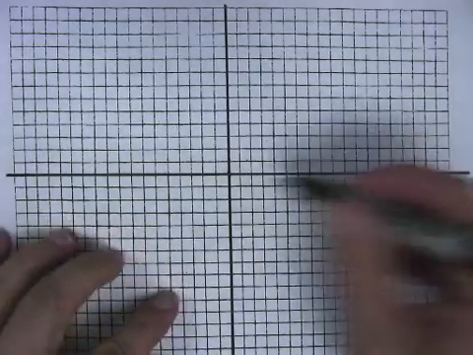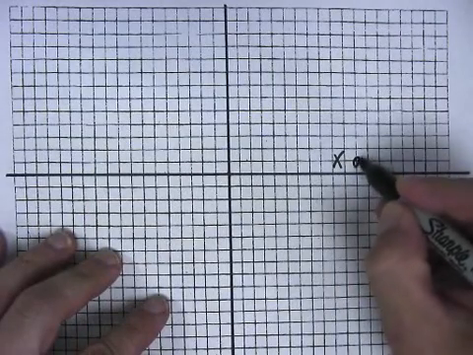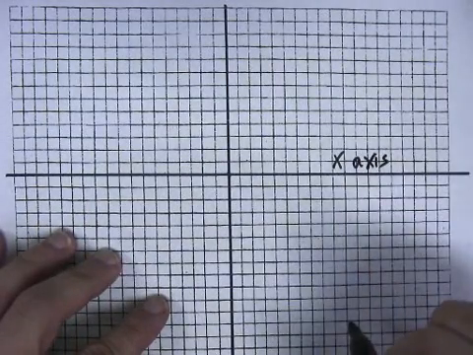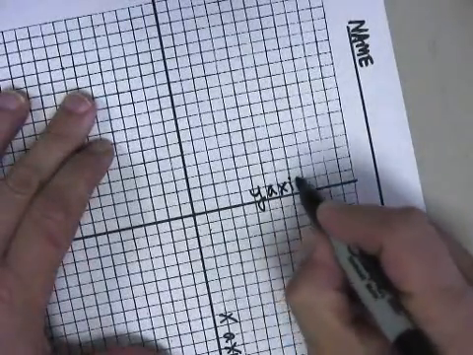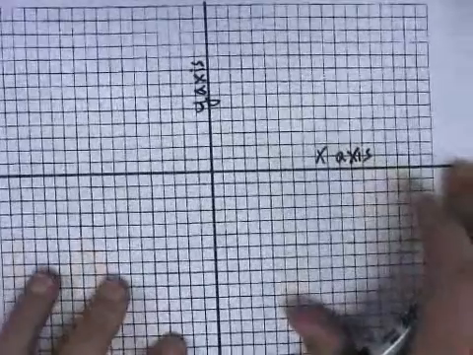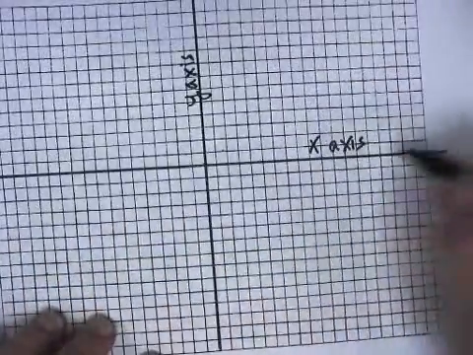I'm going to write some terms and ideas down on here so that you have an idea of what I'm going for. I would also suggest that you jot these down on a piece of paper someplace. All right, so we have two axes: an x-axis and a y-axis. We're going to call this one the x-axis, and this one the y-axis.